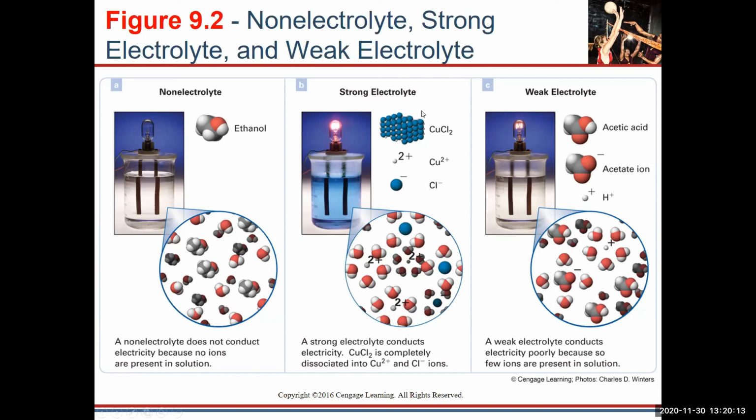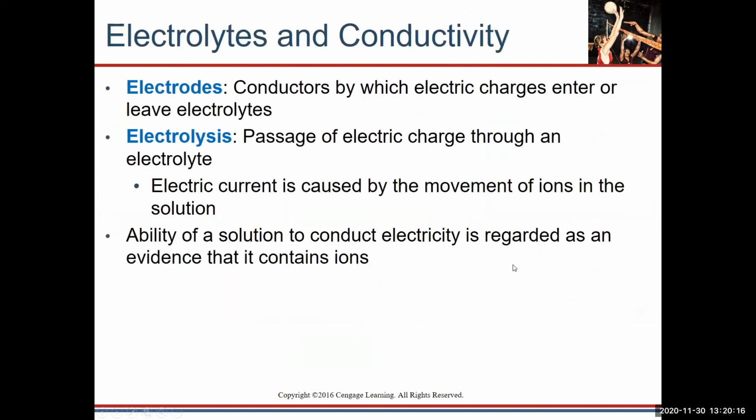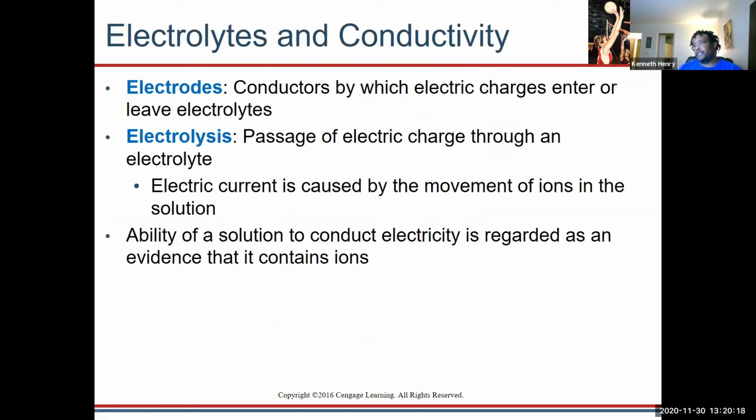Okay, so electrodes are basically conductors by which electronic charges are able to enter and leave. Electrolysis is just the passing of electrons through electrolytes. So the ions we're making are serving as a means of passing those electrons. Okay?